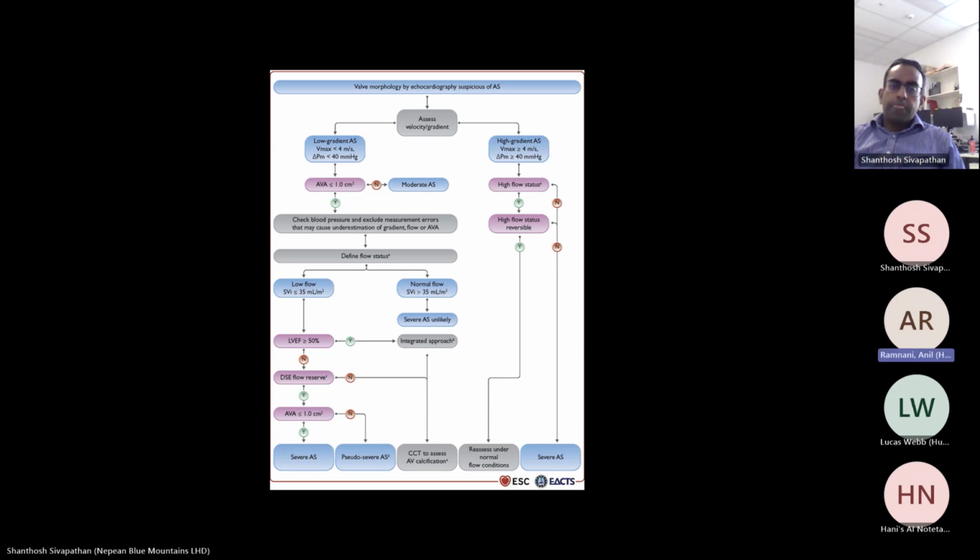It does. Just a quick question over there. If the dobutamine stress echo flow response is a yes, then you go to the reassessment of the aortic valve area. But if the answer is no, what does that no mean? Are we unable to do it, or is the patient unable to mount a response to dobutamine for whatever reason? Is that what it is?